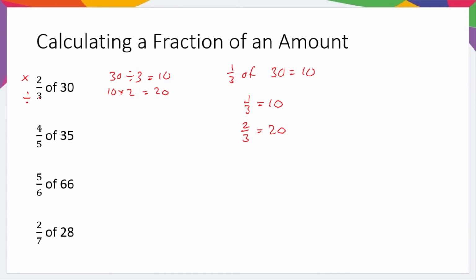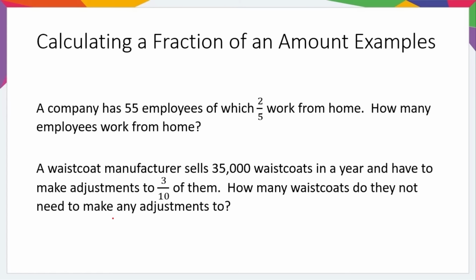So that explains why we're dividing by the number on the bottom and then multiplying by the number on the top. 4/5 of 35 is 35 divided by 5 multiplied by 4. 35 divided by 5 is 7. 7 times 4 is 28. 5/6 of 66 is 66 divided by 6 multiplied by 5. 66 divided by 6 is 11. 11 5s, 55. 2/7 of 28 is 28 divided by 7. 4 times 2, 8.